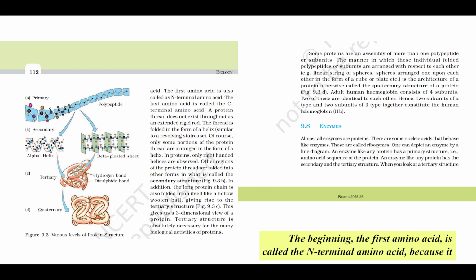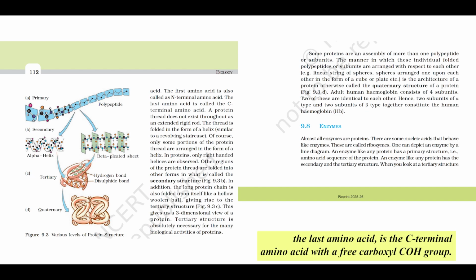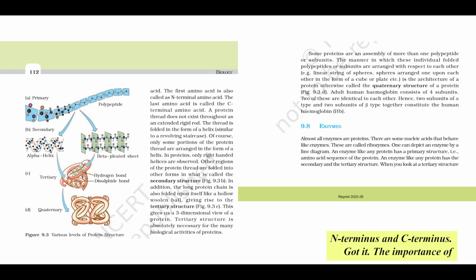The beginning, the first amino acid, is called the N-terminal amino acid because it has a free amino NH2 group. The end of the chain, the last amino acid, is the C-terminal amino acid with a free carboxyl COOH group. N-terminus and C-terminus, got it.